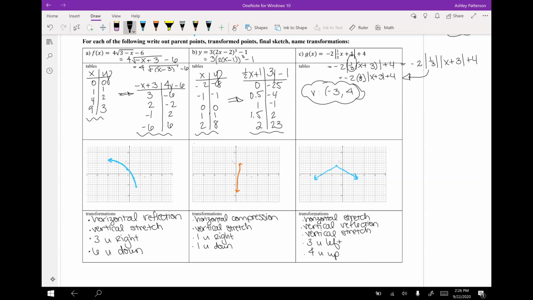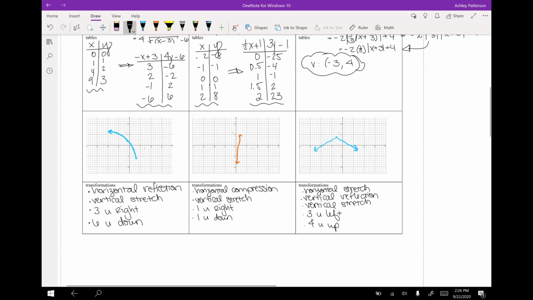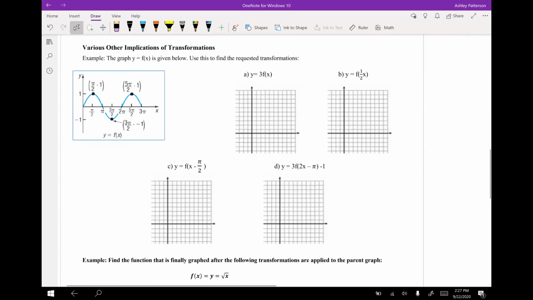And there are our three from class. If you need to pause the video, please do so, so you can go over it. I am moving on for this next part. Various implications. This is a practice for you, okay? My suggestion would be to write out the parent table.